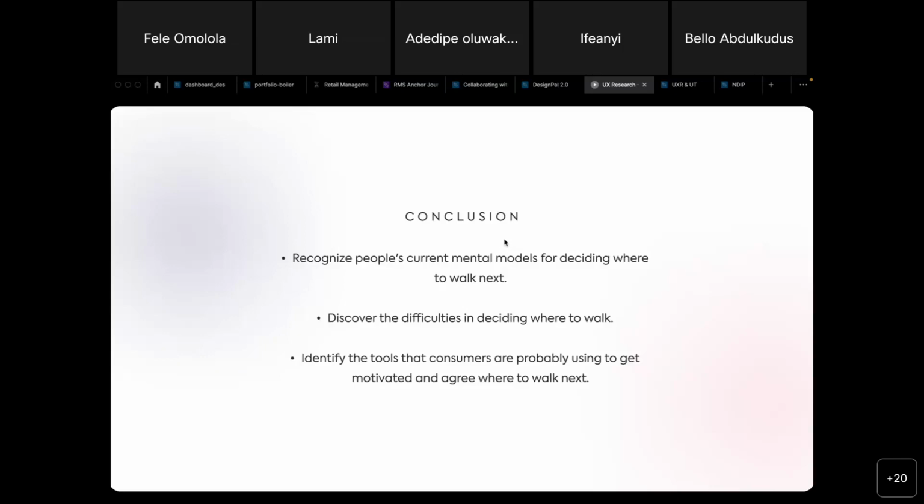The next one is for you to identify the tools that consumers are probably using to get motivated and agree where to work next.